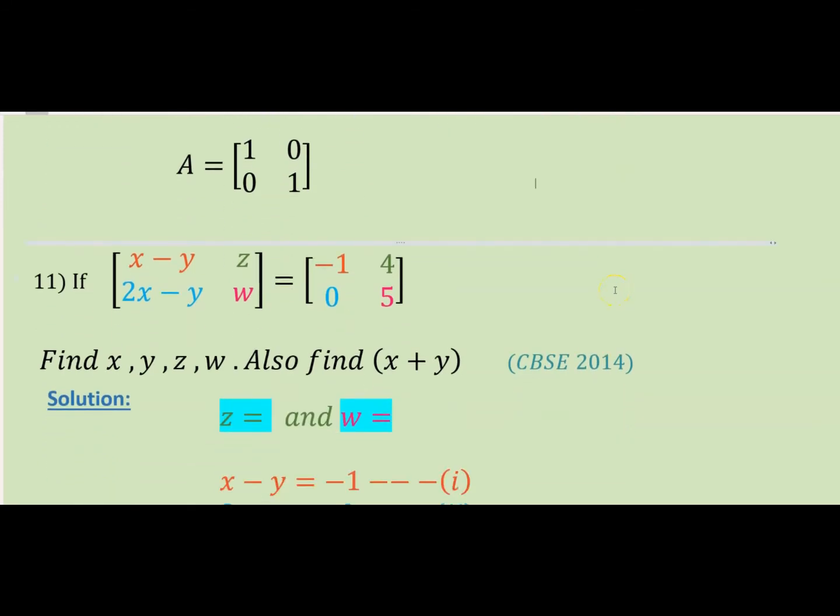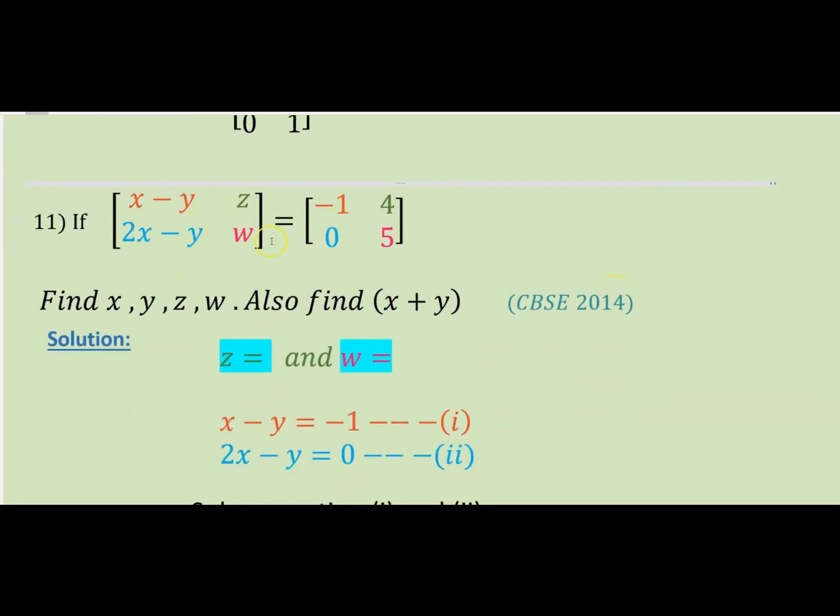So let's move to the next question. If this matrix is equal to another matrix, then we need to find the values of X, Y, Z, W. Also find X plus Y. So now two questions are there. First we need to find these values, and after that we can very easily just add X and Y. Now these are equal matrices, meaning both the orders are the same and each and every entry, that is the first entry, is equal to the first entry, right? You know how it works when two matrices are equal.